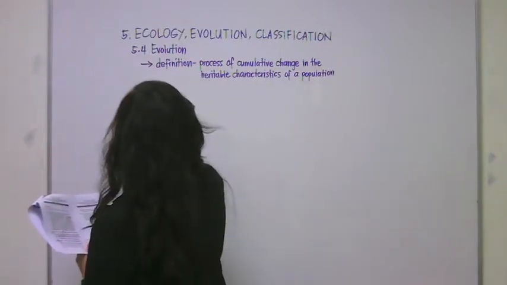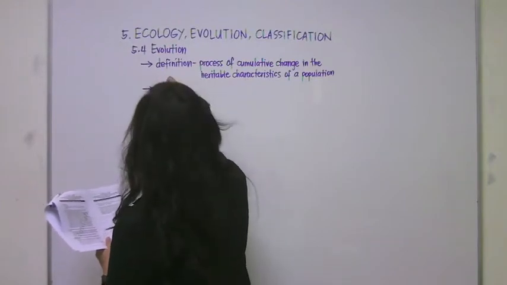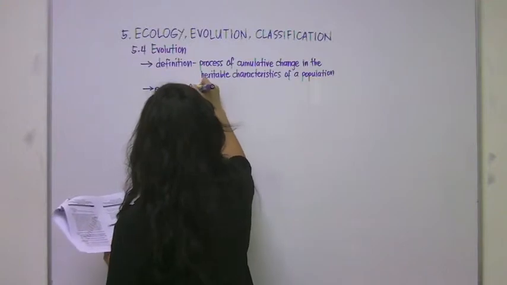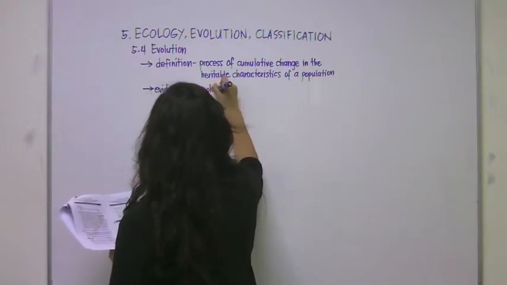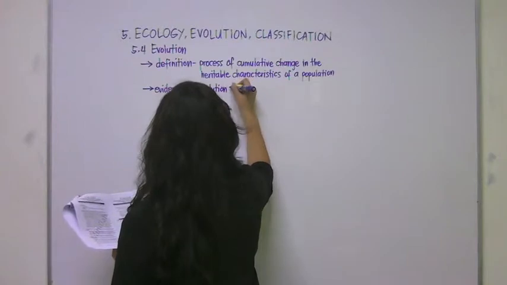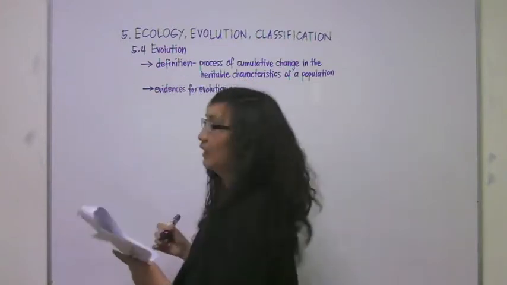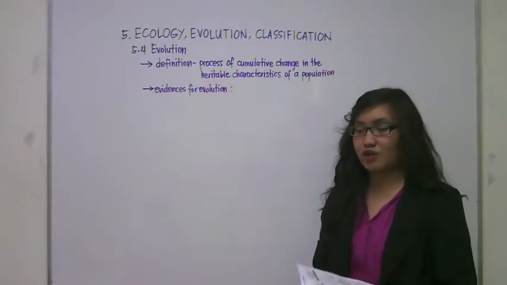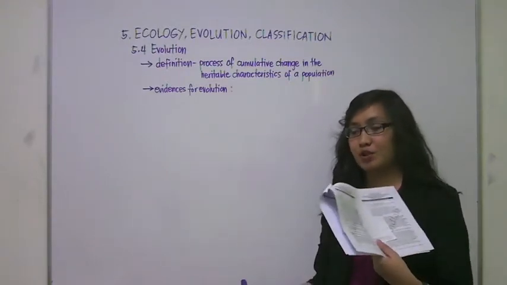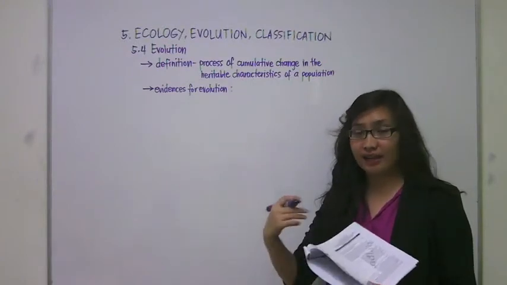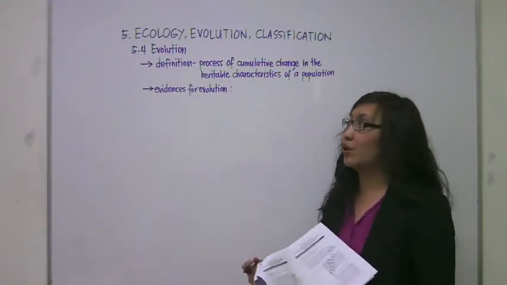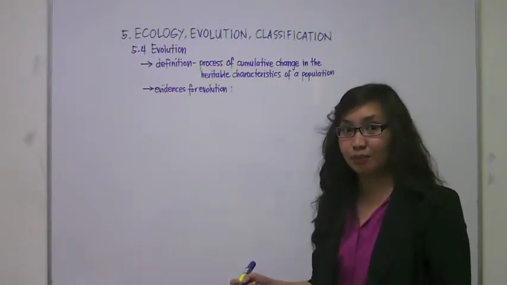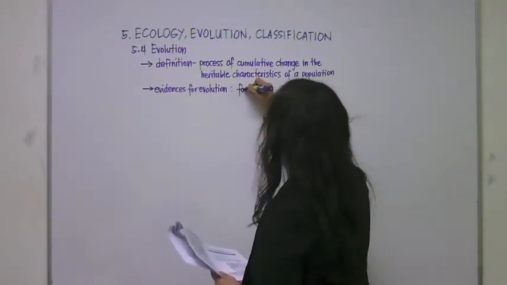Once we have defined the definition, we have to discuss the evidences for evolution. Since evolution has occurred for a very, very long time, we have to show proof that evolution is actually occurring. The only proof that we can show are physical proofs, such as fossils.